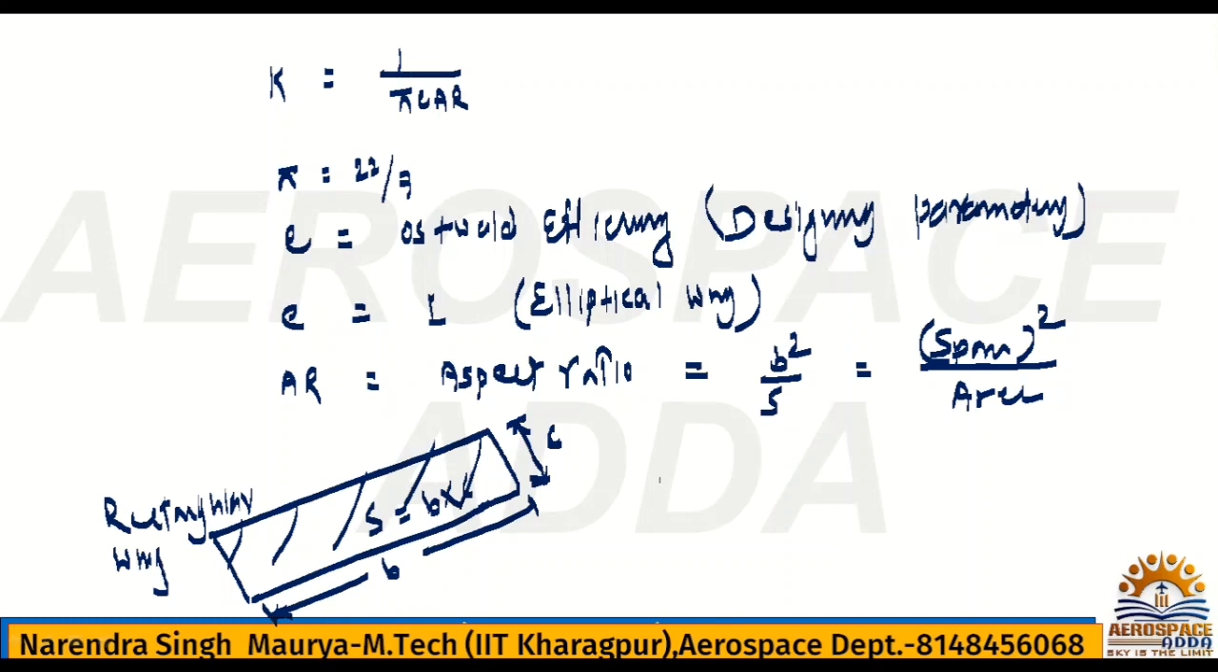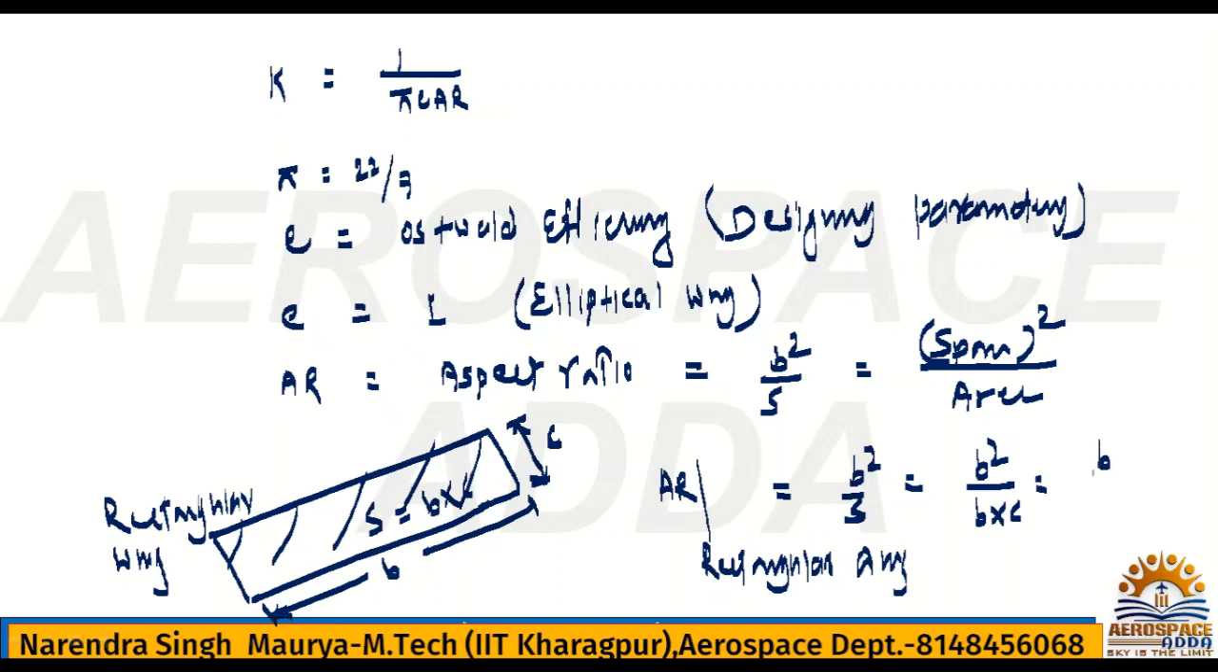So for a rectangular wing, what can you write for aspect ratio? B square by S, means B square divided by S is nothing but B square by BC, which is nothing but B by C. What is the C here? C is nothing but chord of the wing, or you can say airfoil. So all the information here I have given, nothing is left. Okay, if you follow this, then I'm sure you will benefit from it.